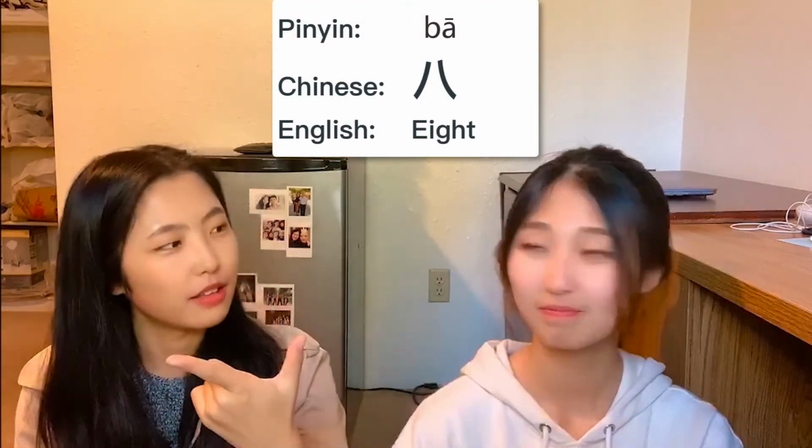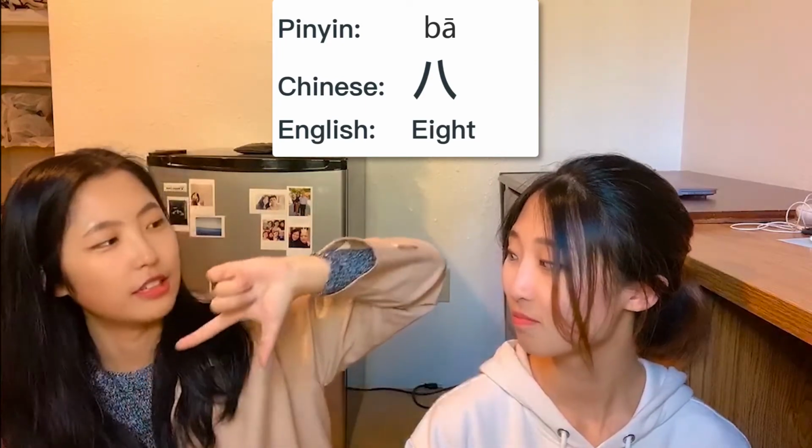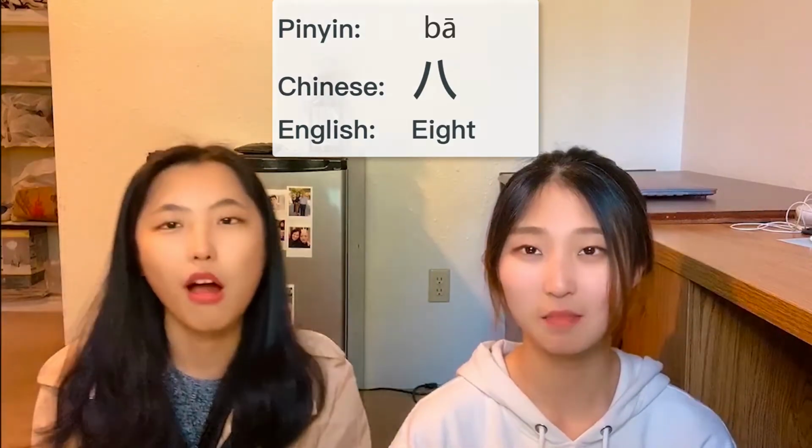Ba. Let me guess. I think it's this way because the character is downwards. Yeah, exactly. But 7 is like this. Before we go on to 9, I think we should talk about 10 first, and you will know why.